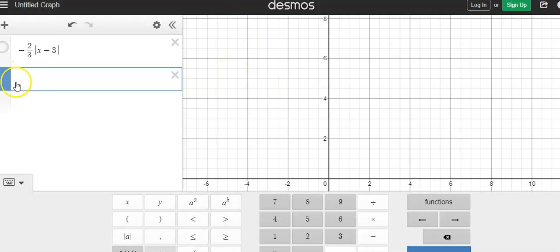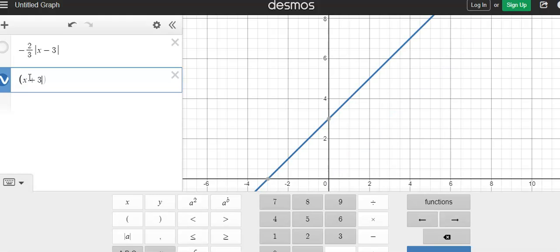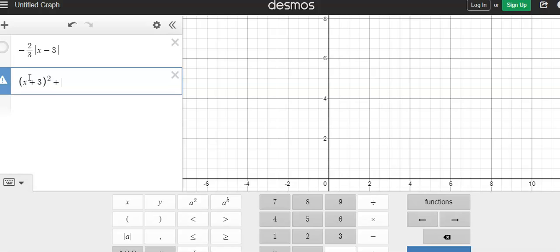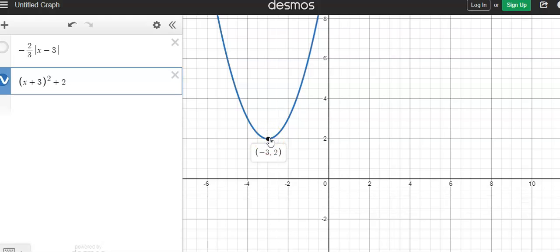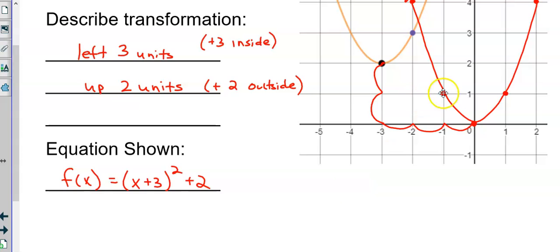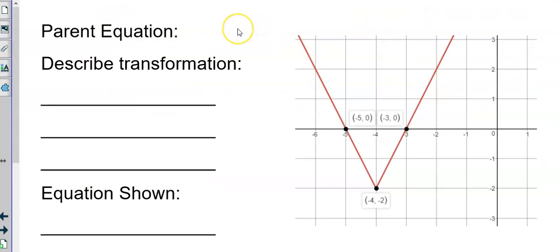So we think that it should be x plus 3 squared plus 2. And that looks like what our graph looks like. You can test a couple points. There's the vertex at -3, 2. There's another point there at -2, 3. So looks good.